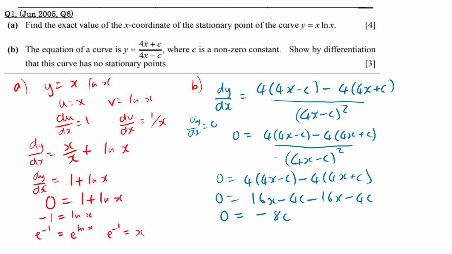Yeah, that's where I got stuck. Okay, but if I had to do an explanation or something. 0 equals minus 8c, and c is a non-zero constant, so the only way this could be solved is if c is 0. Could you see that? Yeah. So you could just say c is a non-zero constant, so that can't work, and that sort of explained it. That's your final mark.